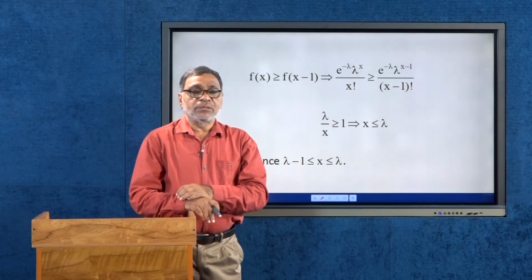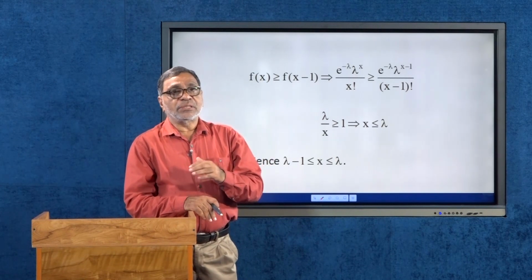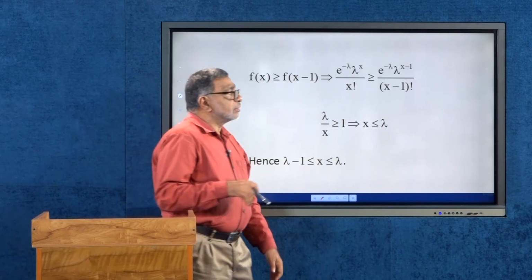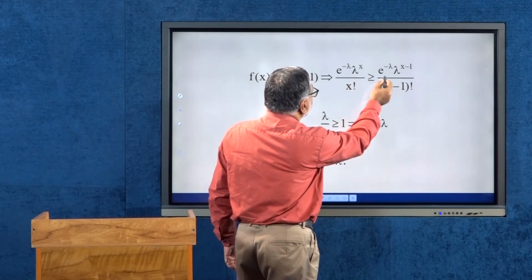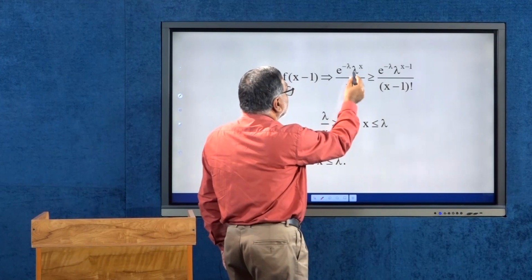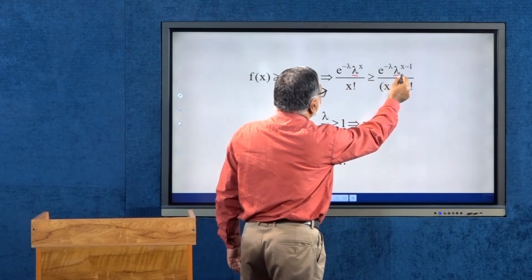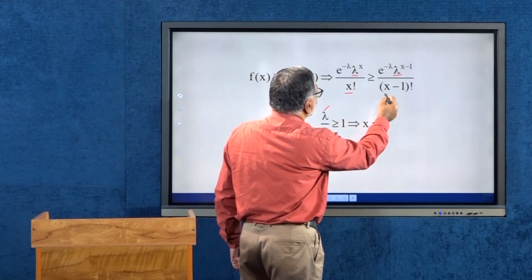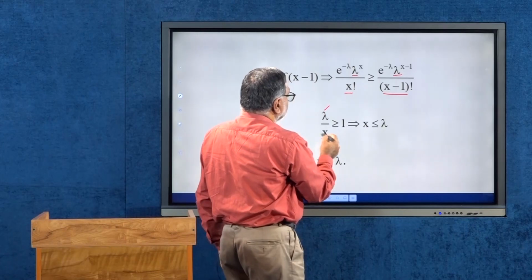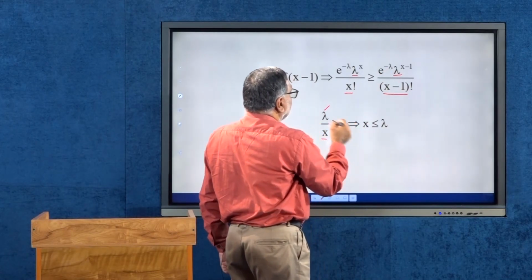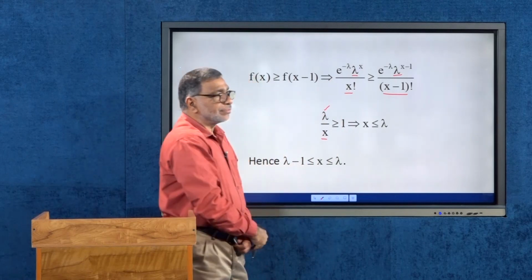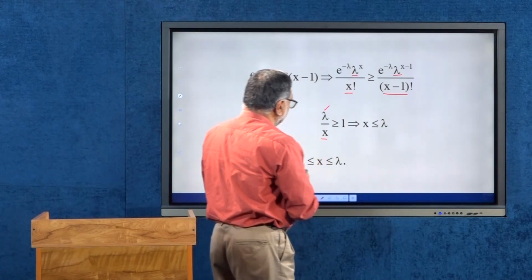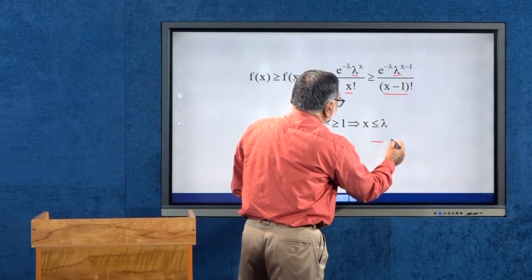As in the previous case, here also you cancel the common factors from the left hand side and right hand side. Here e power minus lambda will be cancelled, and of lambda power x and lambda power x minus 1, one lambda remains, and of x factorial and x minus 1 factorial, one x remains. So, this side becomes 1 and this side becomes lambda by x, and simplifying, this is x less than or equal to lambda. So, this is our second inequality.